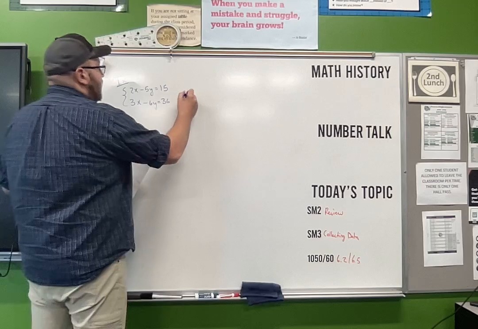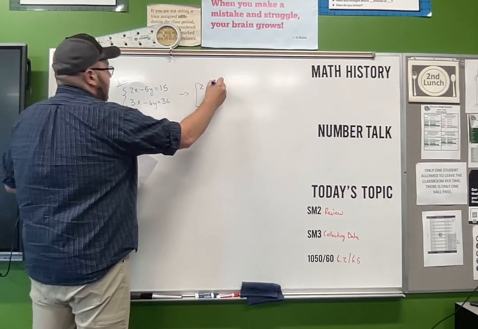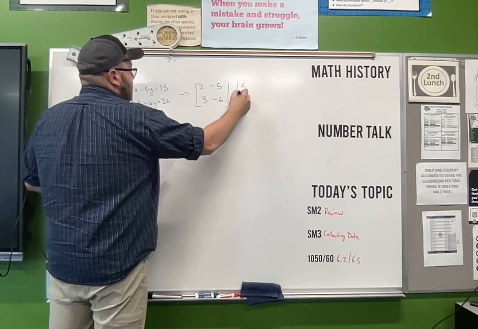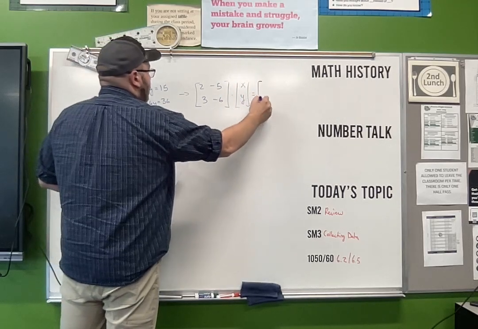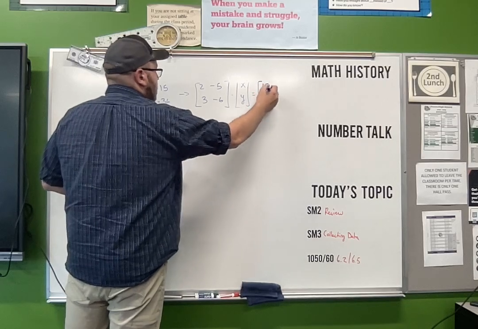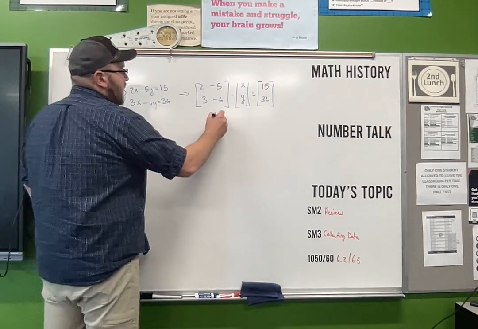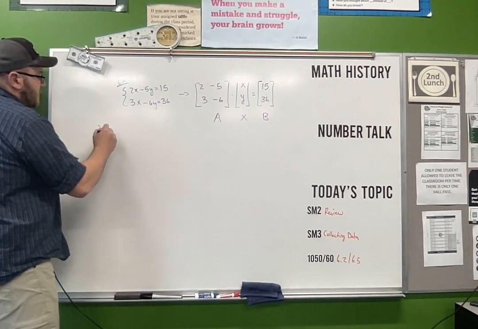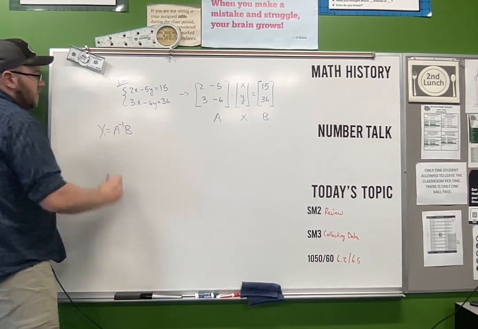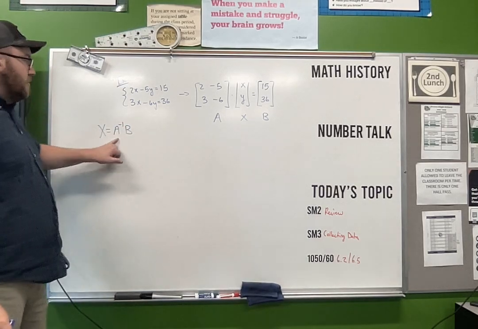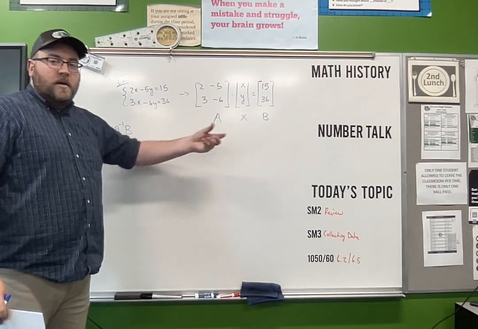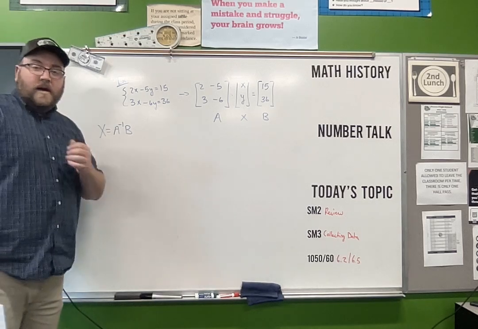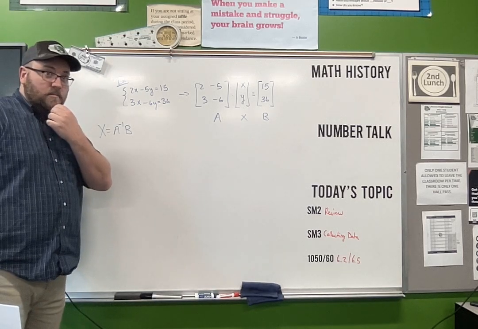So we have our coefficient matrix. So 2, negative 5, 3, negative 6. Our variable matrix, x and y, and our solution matrix, 15 and 36. Okay, so remember this is A, X, and B, and we talked about how X is equal to A inverse times B. So if we can figure out the inverse matrix of A and multiply it by B, then we get our solutions.